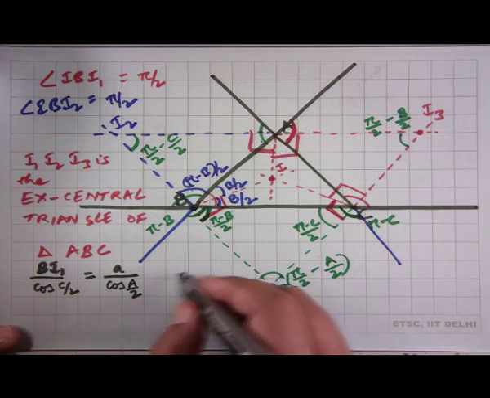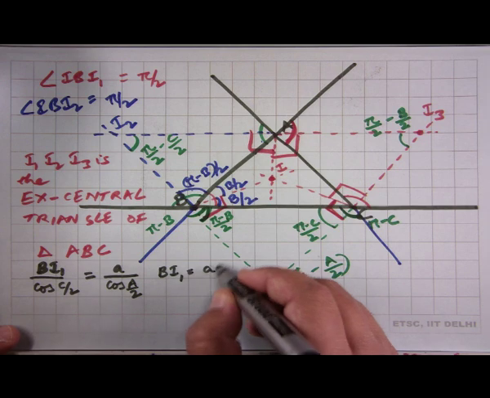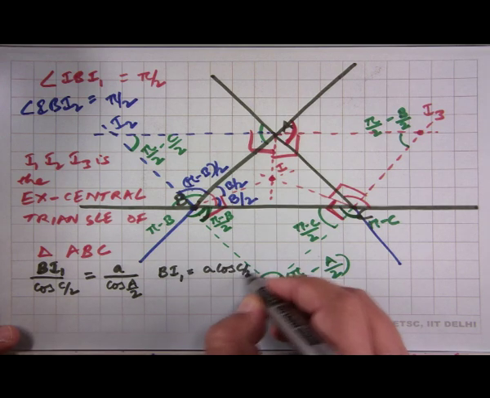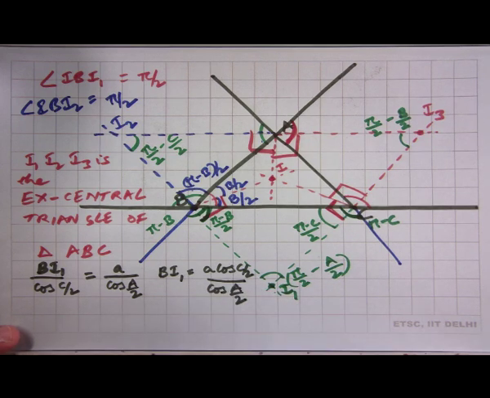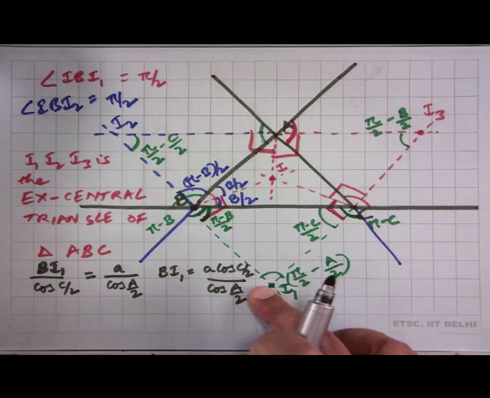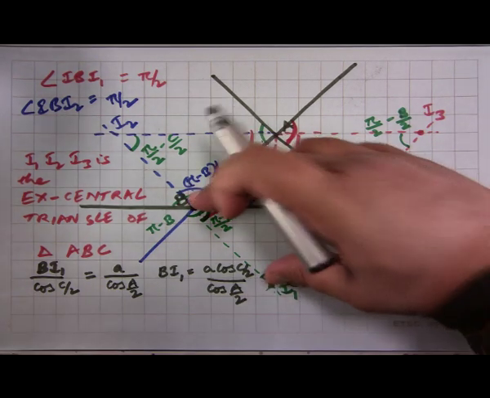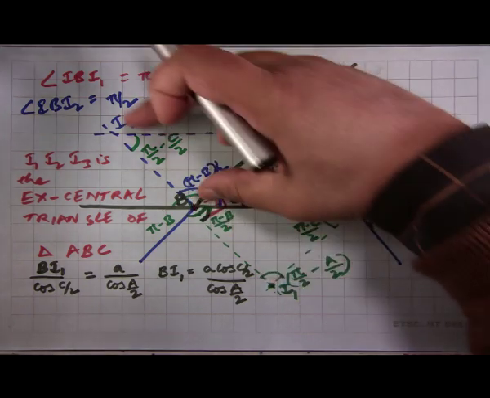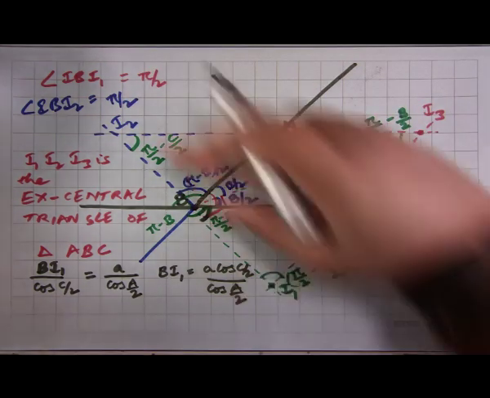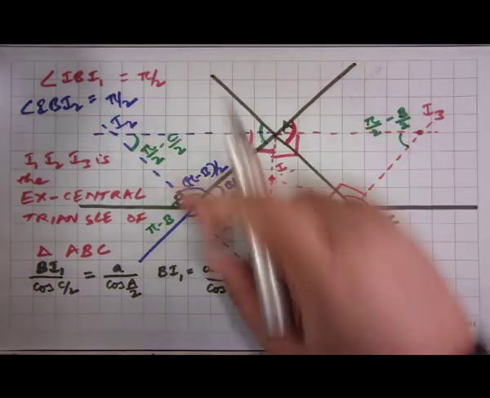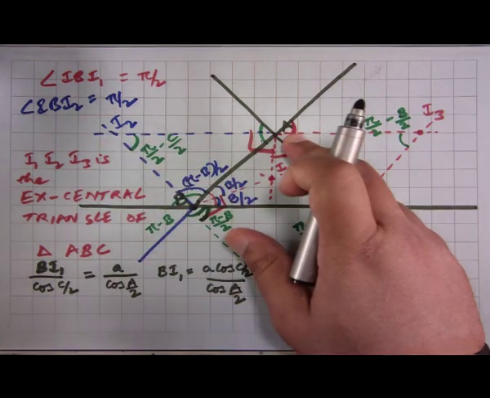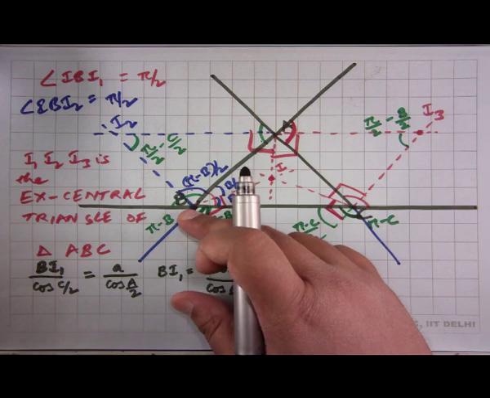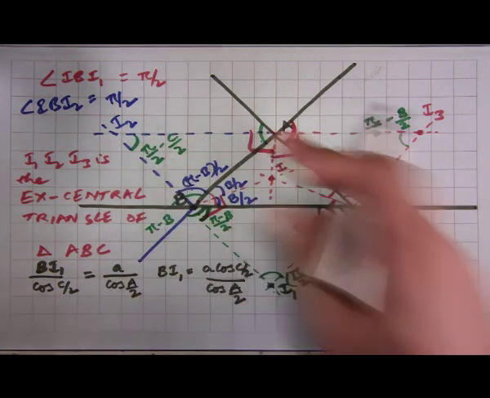And this then implies that BI1 is nothing but equal to a cos(C/2) over cos(A/2). So, this is the expression for the length of BI1, and then we are interested in finding the length BI2. So, for that let us apply the sine law to the triangle BI2A.